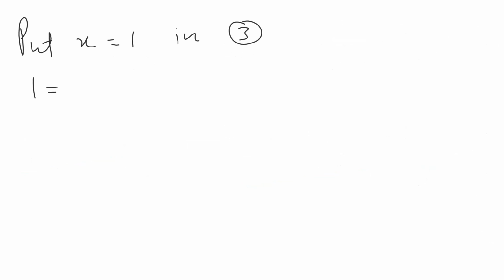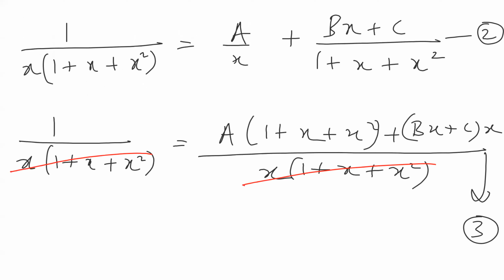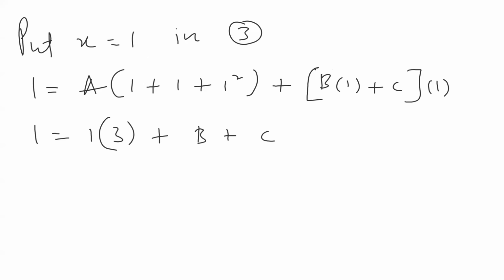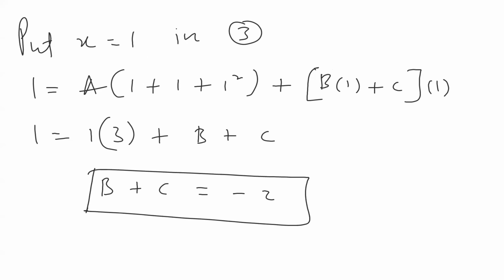1 is equal to A into 1 plus 1 square, plus Bx plus C, so B into 1 plus C, the entire thing into 1. And the value of A is 1, which we have already got. So A into 3 plus B plus C. So this will give me B plus C is equal to minus 2. We'll get one equation over here, equation number 4.